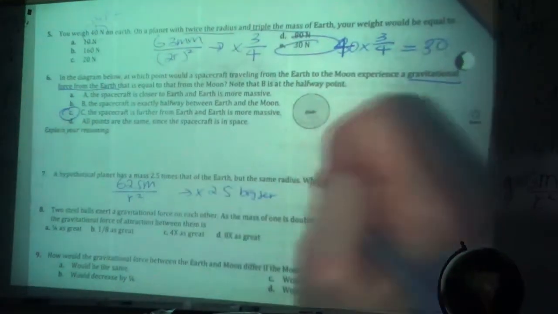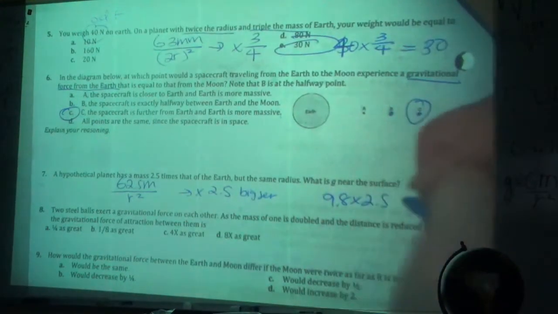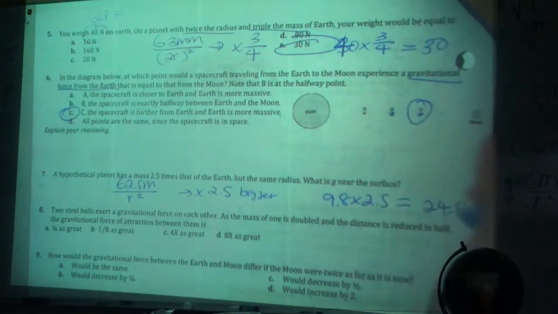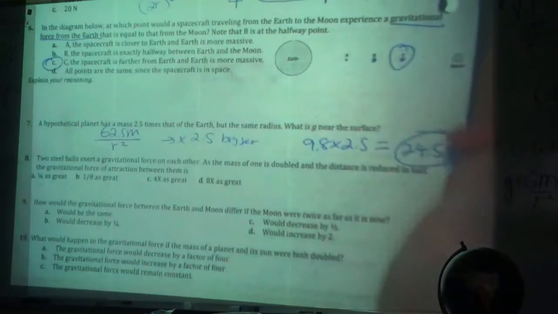Number 7, we have a mass that's 2.5 times that of Earth's and same radius, so that would be times 2.5 bigger. And I want to know what g would be near the surface. Well, g on Earth is 9.8, and if it gets 2.5 times bigger, that's going to give me 25.5 meters per second squared.